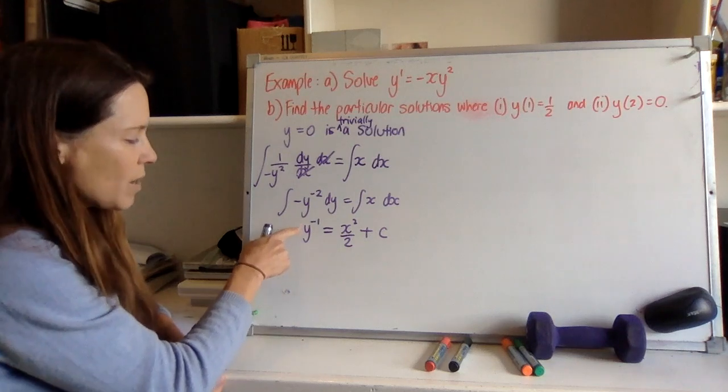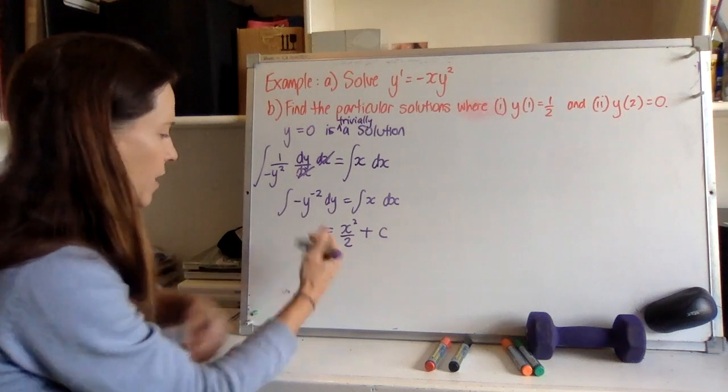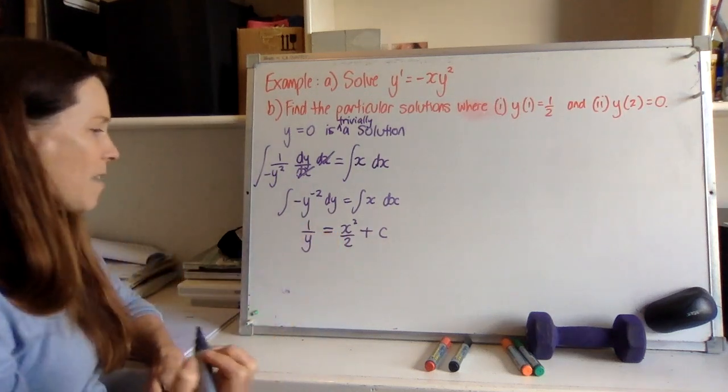Now, this is really 1 over y, isn't it? So if you want to write it that way, you can. You could do that on the next line. I'm going to save a little bit of space, be a bit cheeky, and just put it in there.